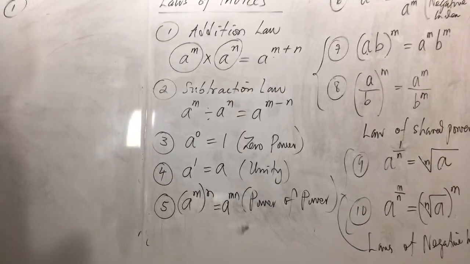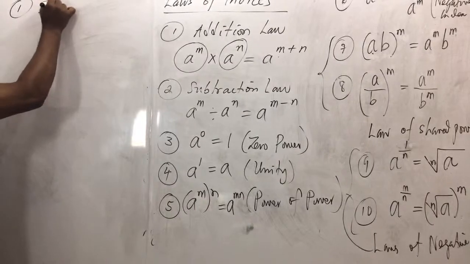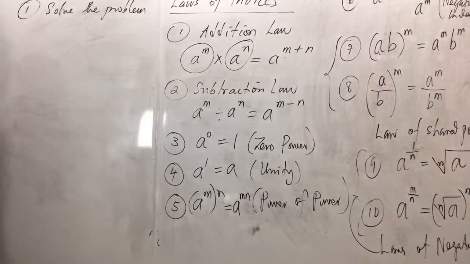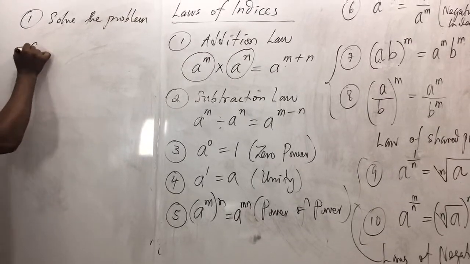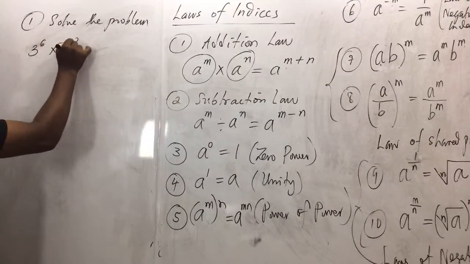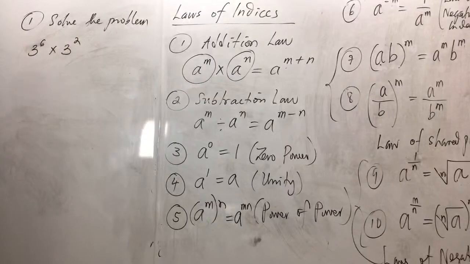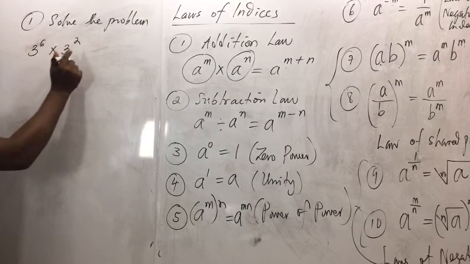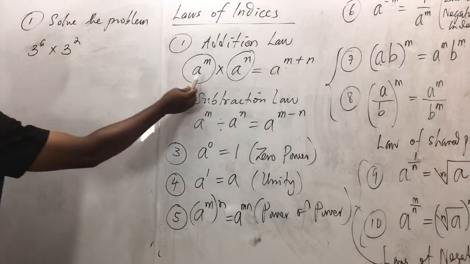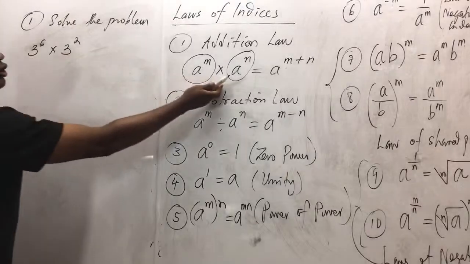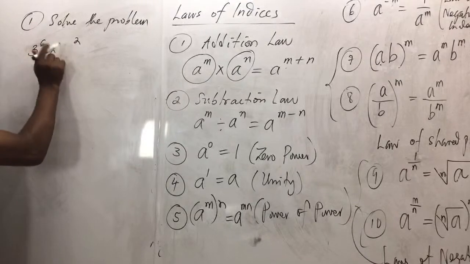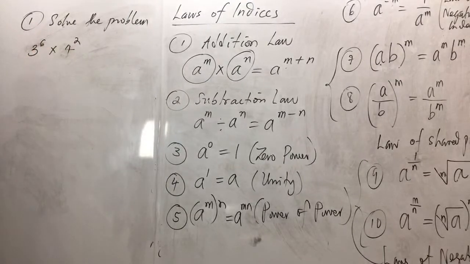Let's assume you were given a problem like this. You were asked to solve the problem. Let's take an example on the addition law. So solve the problem 3 raised to power 6 times 3 raised to power 2. So this kind of problem is solved by the addition law. Notice that there is a resemblance between this problem and the addition law because the bases must be the same. So take note, this cannot be solved with the addition law.